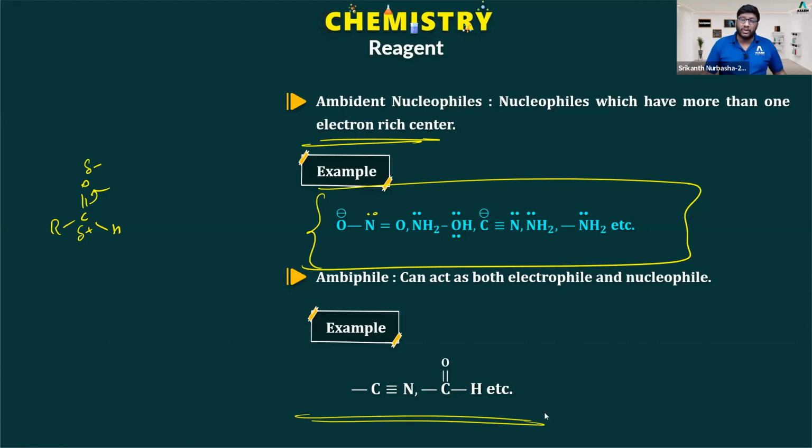Ambident nucleophiles are those nucleophiles where we have more than one electron-rich center, or nucleophilic center. Yes or no? And we can have different other nucleophiles like negatively charged species or species with a complete octet, pi electron donors, and also organometallics like Grignard reagents, LiAlH4 and NaBH4.